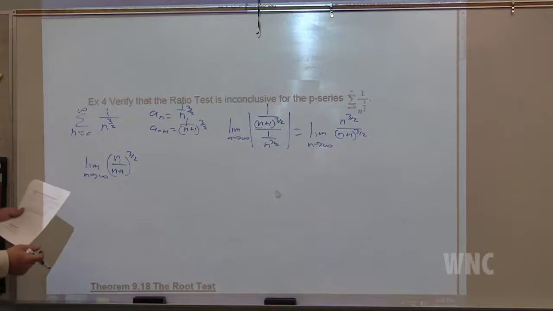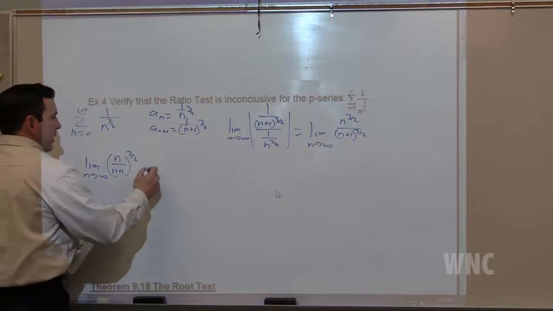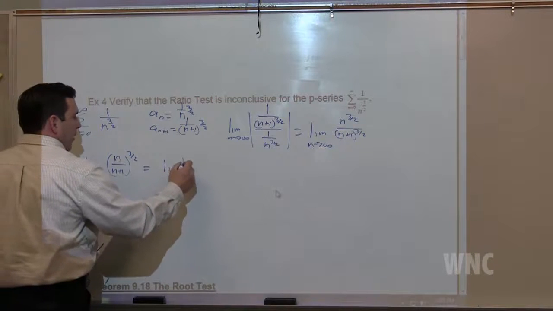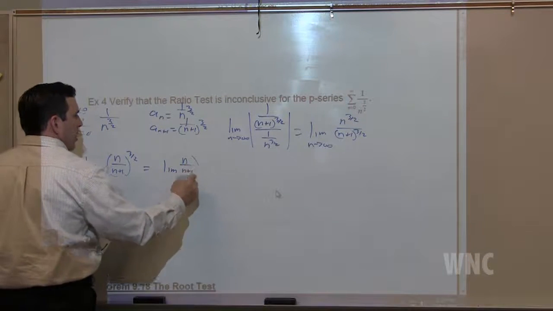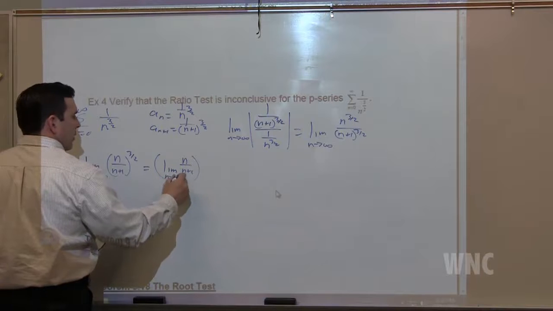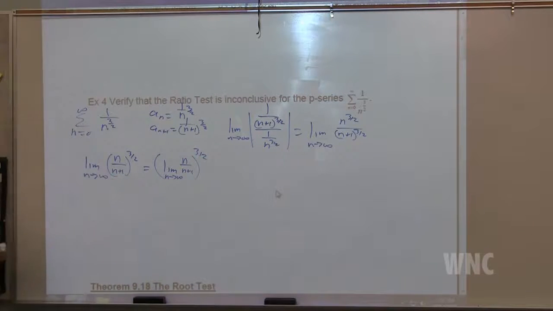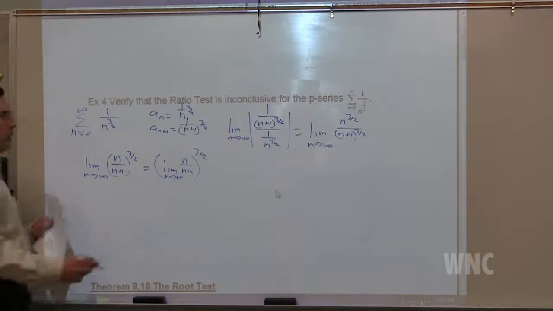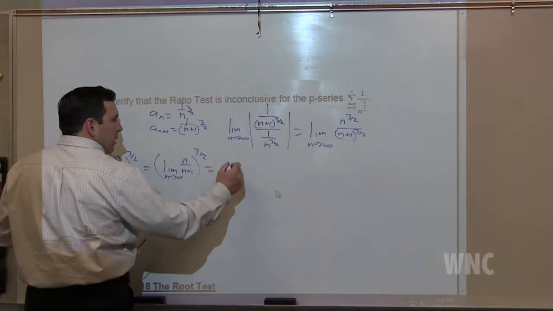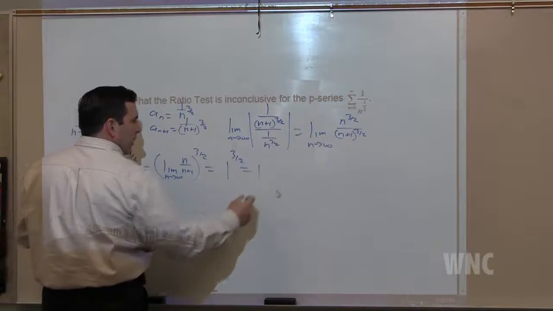Now, we could then take the limit of n over n plus 1 and raise that result to the 3 halves power. So we're doing the limit inside of these parentheses. And that limit's going to be 1 to the 3 halves, which is 1.